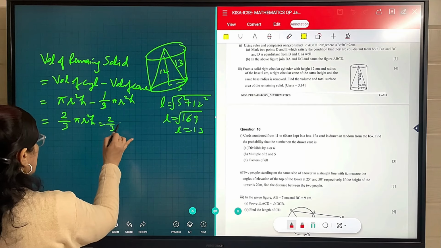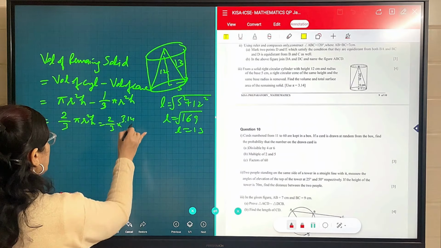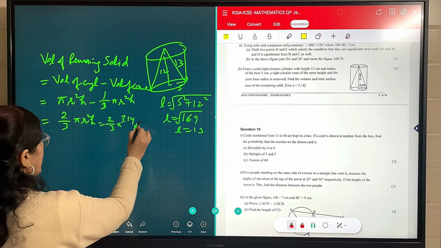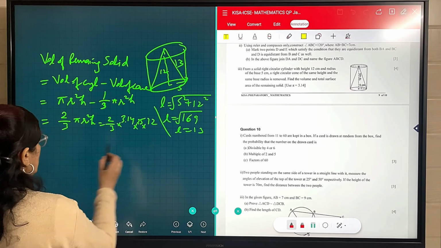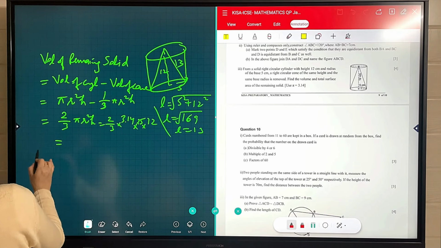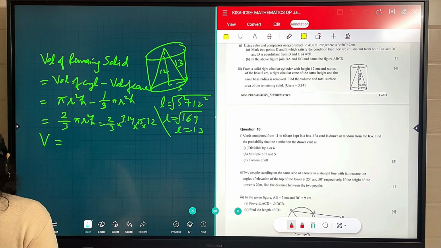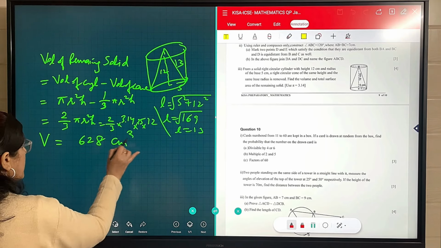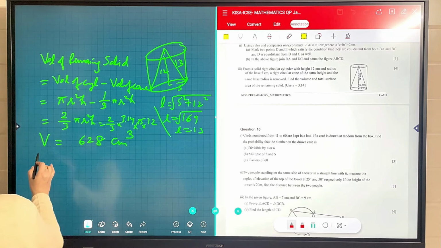Now just put in the values. Pi, whatever is given in the question we have to take, so we take 3.14. Now base is 5 square, which means 25, and then height is 12. So after calculation we will get the volume of the remaining solid, the desired volume. After calculation you will get the value as 628, and because this is volume, we have to write cube on its top.